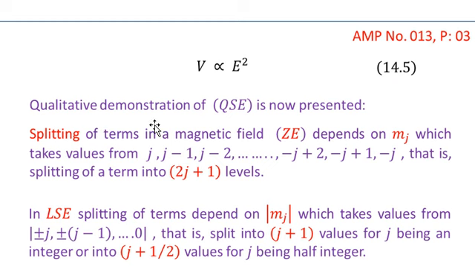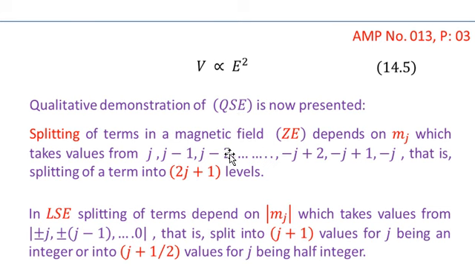This is the qualitative demonstration of the quadratic Stark effect, which is now going to be presented. Up to equation number 5, we have demonstrated the inductive way of the quadratic Stark effect. Now I am going to present the qualitative demonstration of the quadratic Stark effect.